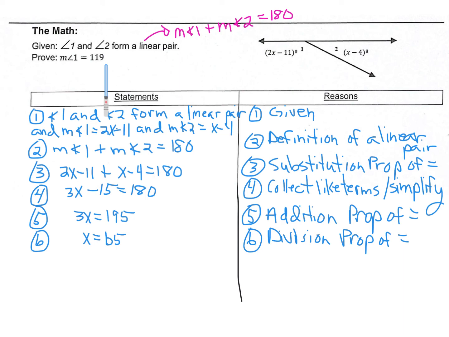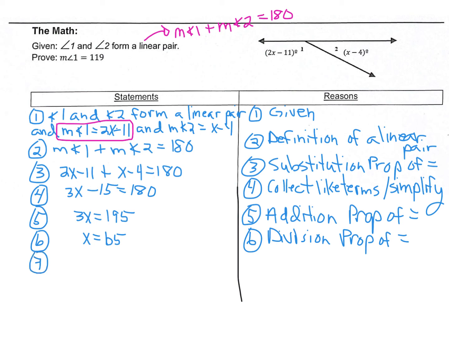All right, so the problem here is our proof statement is not x equals 65. It's the measure of angle 1 is equal to 119. So we know that the measure, and I'm going to circle this, we know that the measure of angle 1 is equal to 2x minus 11. So I'm just going to take this here and write it as my 7th statement, but instead of x, I'm going to substitute in 65, because that's what you would do if you were solving this algebraically. So that's what we are going to do.